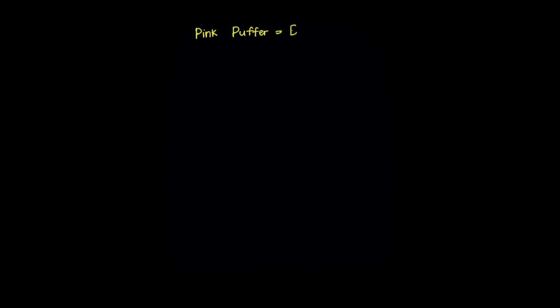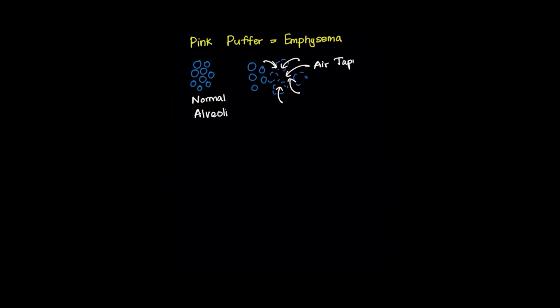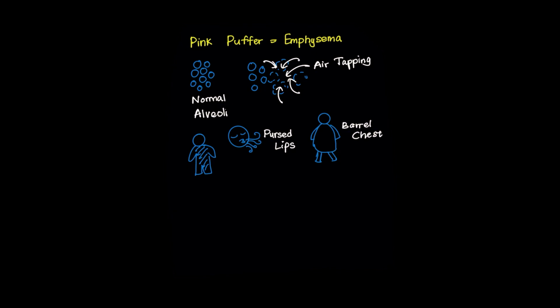Understanding the pink puffer versus blue bloater presentations is essential for COPD management. The pink puffer appearance specifically indicates emphysema, where alveoli are destroyed, causing permanent air trapping. These patients maintain relatively normal oxygen levels by working hard to breathe, which gives them their pink colour. They purse their lips to create back pressure that keeps airways open longer for exhalation. The barrel chest develops from chronic hyperinflation as trapped air stretches the chest wall.